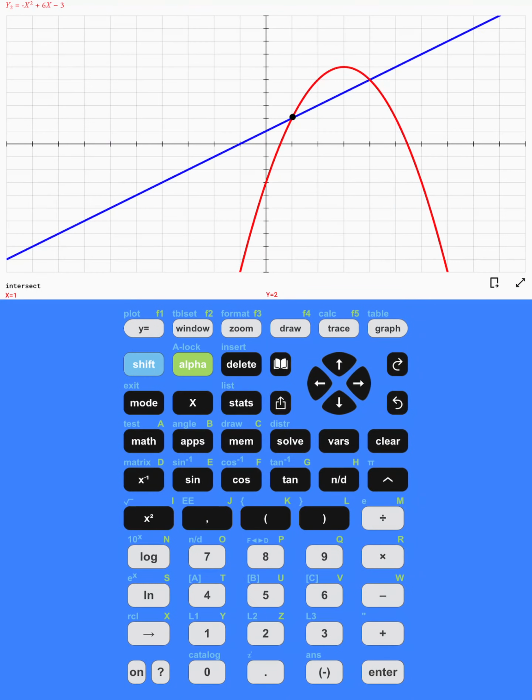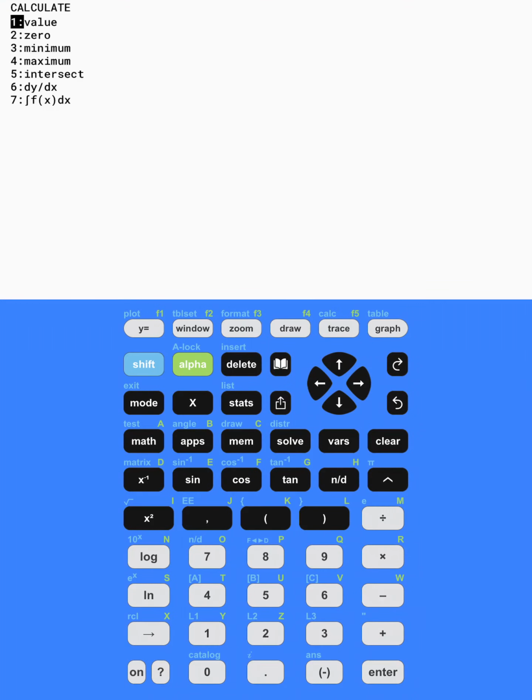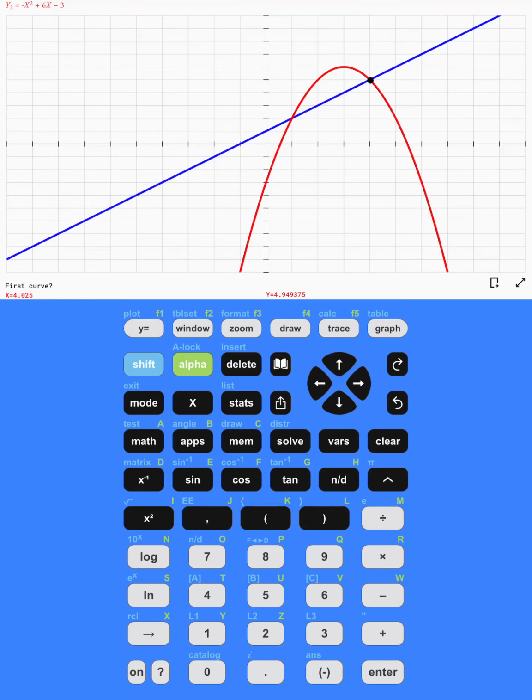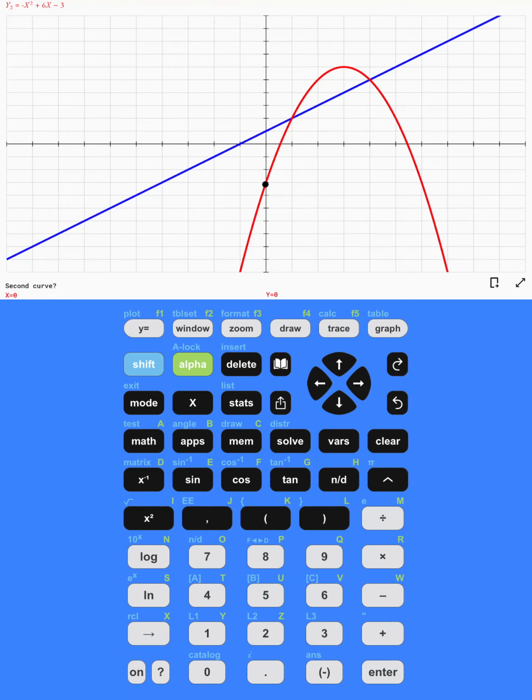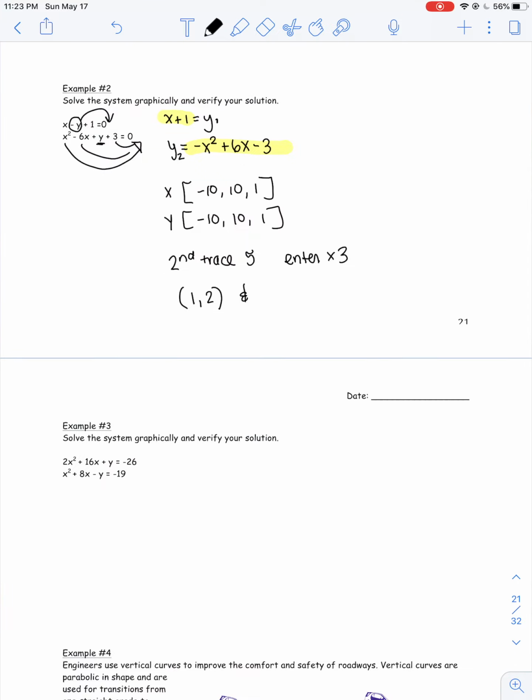Now you're going to move your cursor to the other intersection. So second trace, number 5, you're going to move your cursor as close as you can to that intersection and press enter again 3 times. So the other intersection is 4, 5. Okay, so once you have your answers, we can verify.